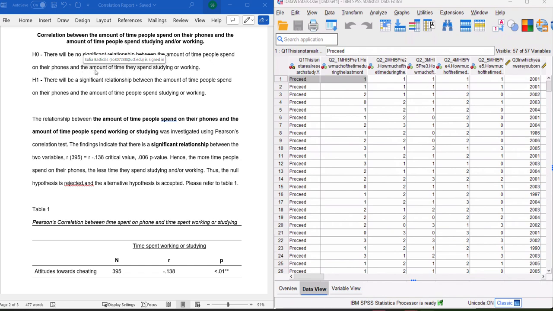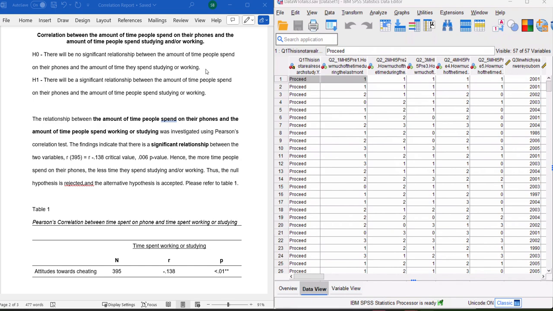My null hypothesis states that there will be no significant relationship between the amount of time people spend on their phones and the amount of time people spend working or studying. My alternative hypothesis states that there will be a significant relationship between the amount of time people spend on their phones and the amount of time people spend working or studying.